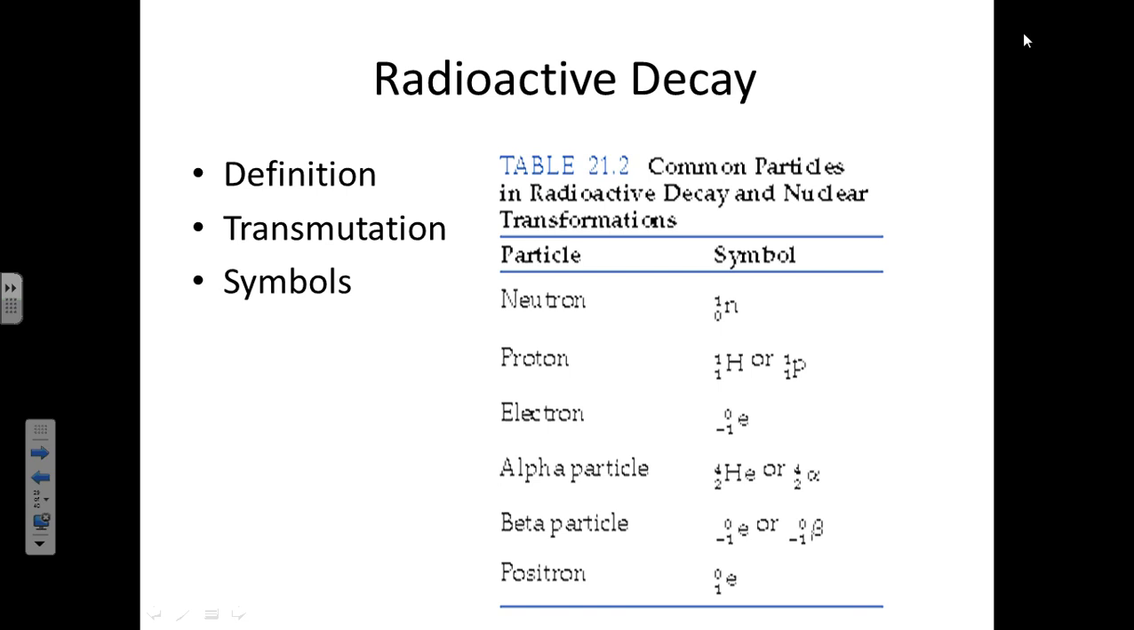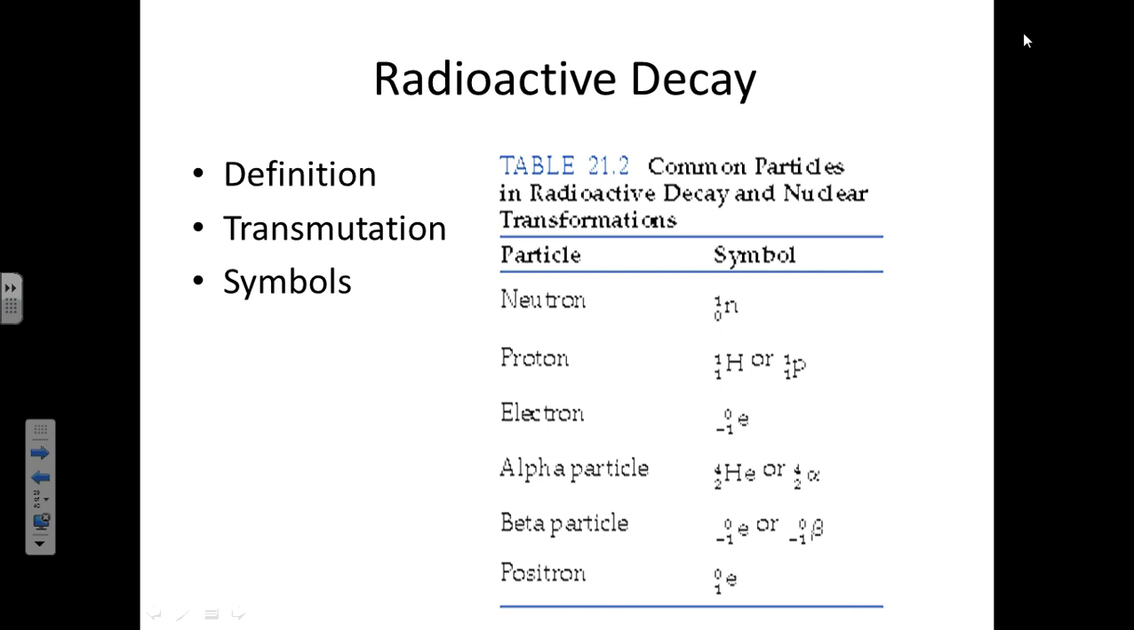A proton we may write either way. There's 2 ways you might see it, because a proton is essentially just like the nucleus of a hydrogen atom. So that's why we write it this way: 1, 1. That means 1 proton and 1 minus 1 neutron, so 0 neutrons. You might write it with the H, you might see it with the P. Either way, it's a proton.